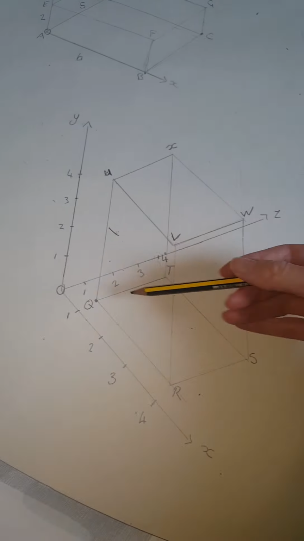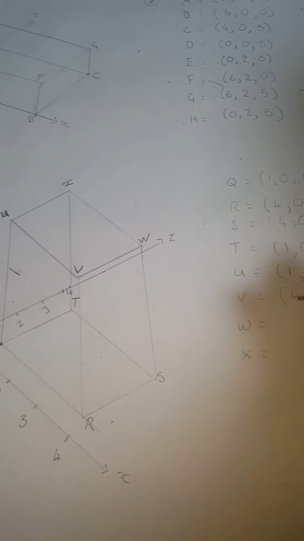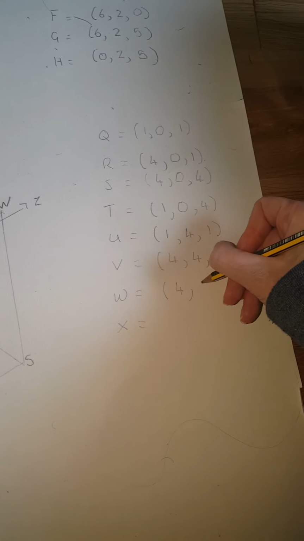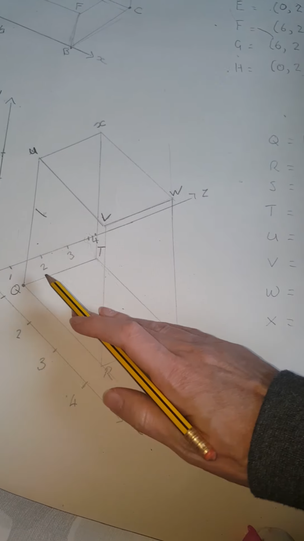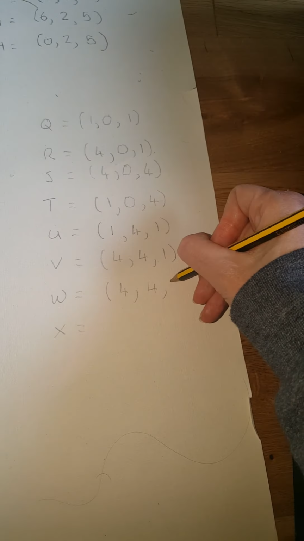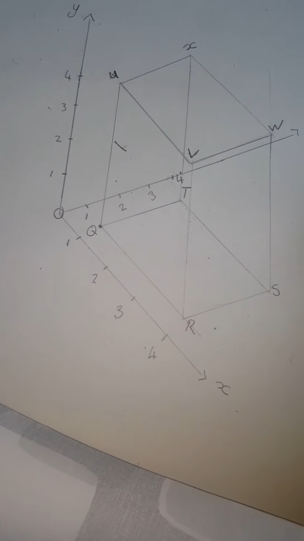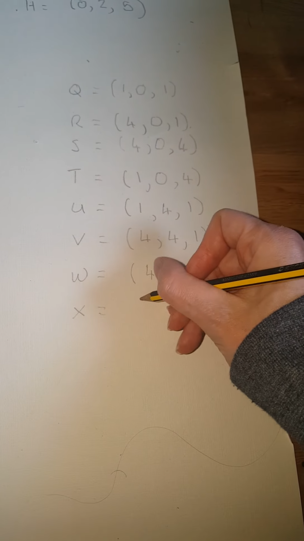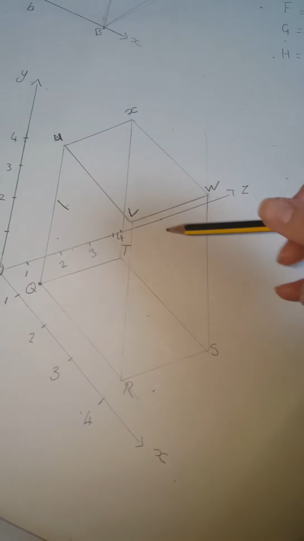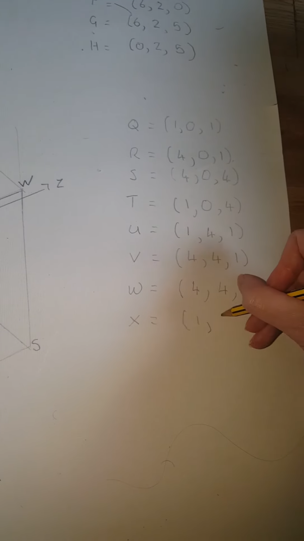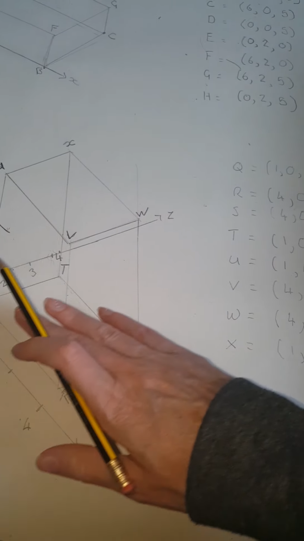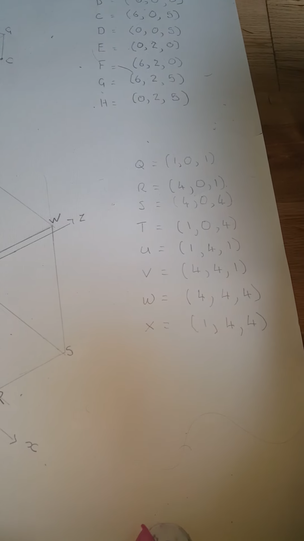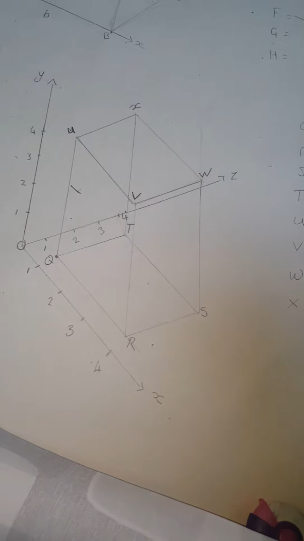On to W, again out in the x coordinate 4, up the y 4, and out in the z 1, 2, 3, 4. Finally X is there, so for X we're going out x coordinate axis 1. We're going up y coordinate axis 4, and on my z coordinate axis I've gone out 4 places too. So they're the coordinates for the cuboid shape here.